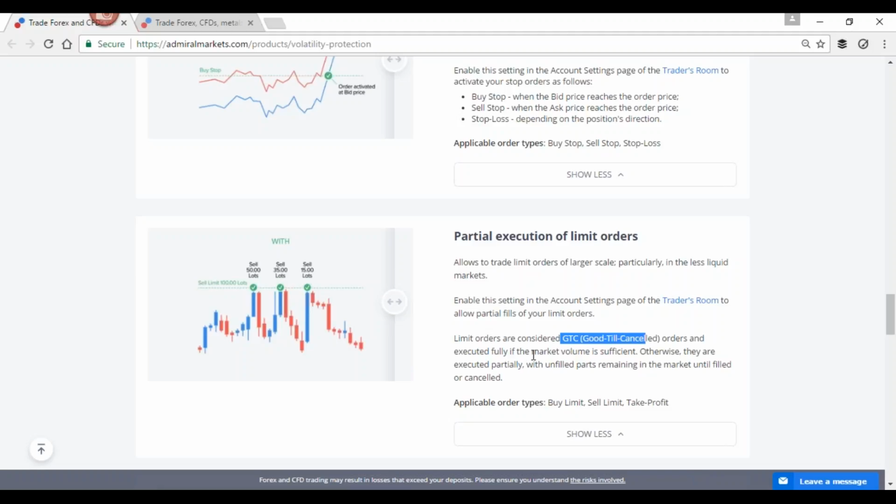And it's executed fully if the market volume is sufficient. Otherwise, they are executed partially as the explanation here goes, with unfilled parts remaining in the market until filled or canceled. So you have that choice. You can either let it stay there, or cancel it.